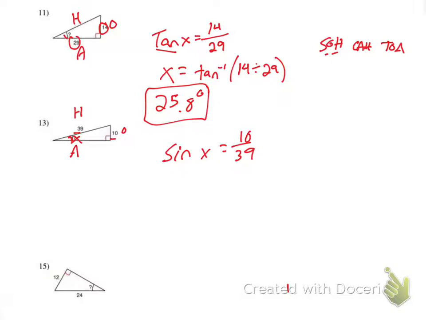I want to get rid of the sine on the left side, so I just want to leave x alone. I'm going to do sine -1 to both sides. So then I'll be left with x is equal to sine -1, 10 divided by 39. So sine -1, parentheses, 10 divided by 39, 14.85, so 14.9.